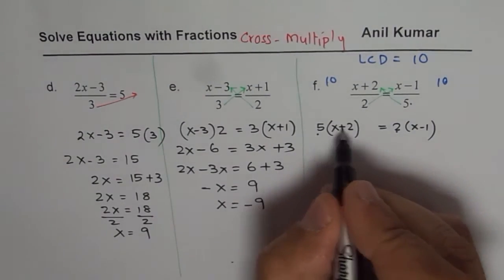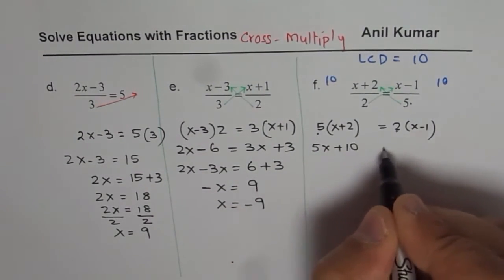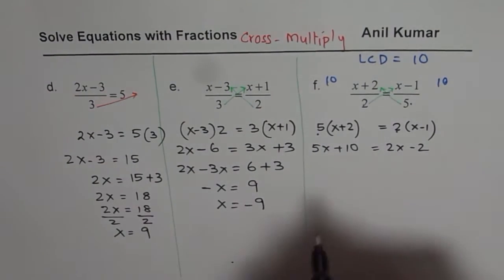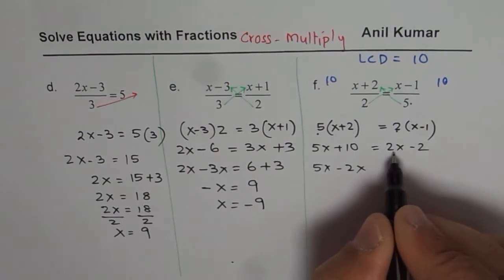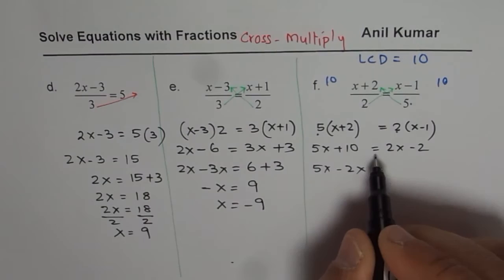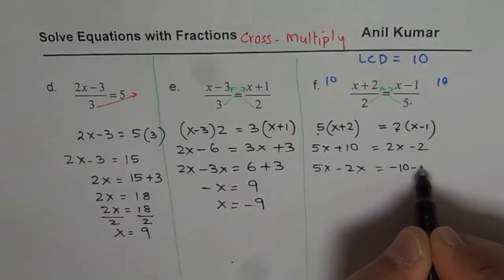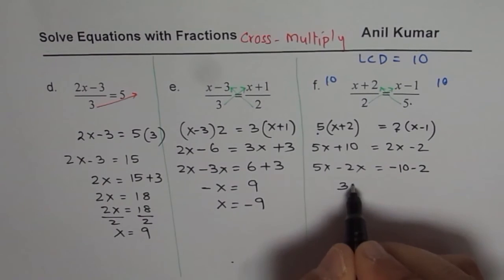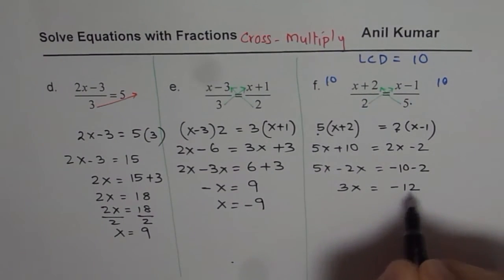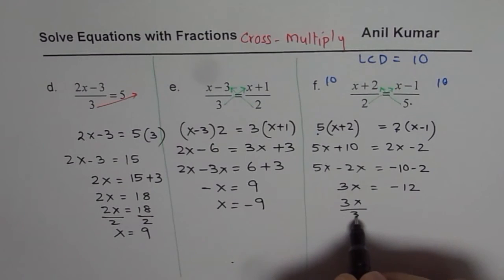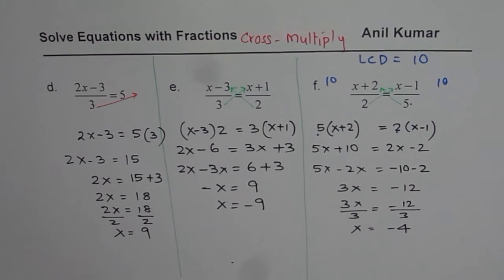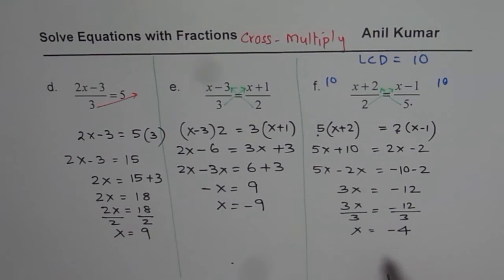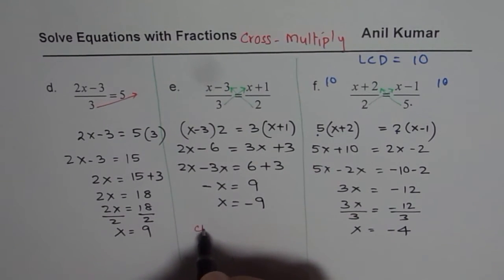Now expand. So when you expand, you get 5x plus 10 on the left side, 2x minus 2 on the right side. Bring variables on left, 5x minus 2x. Since the sign will change, you are going on the other side of equality, minus 10 minus 2. 5x minus 2x is 3x, minus 10 minus 2 is minus 12. Now you divide by 3 on both the sides, right? So when you divide by 3, x equals minus 4. That becomes your solution.